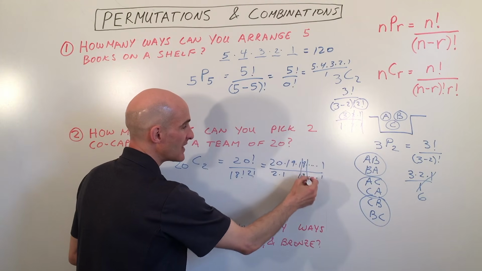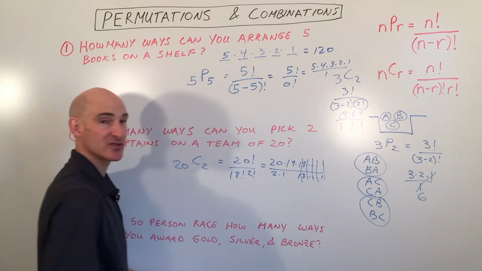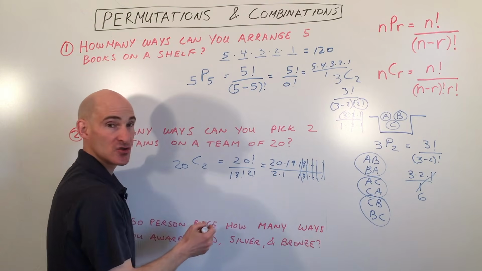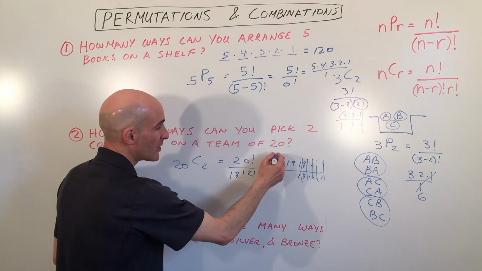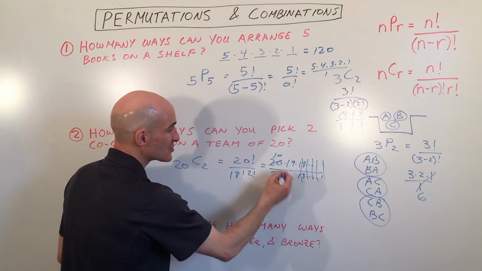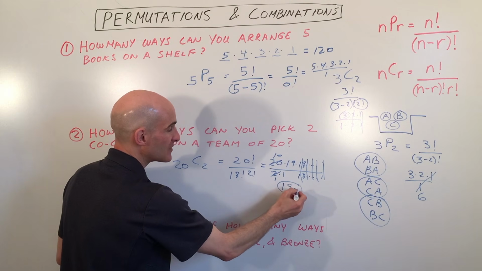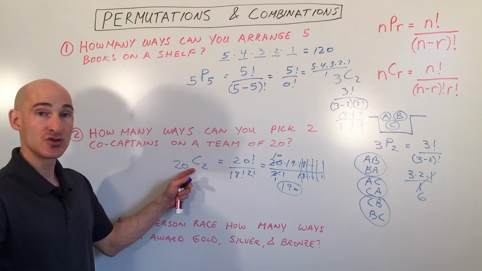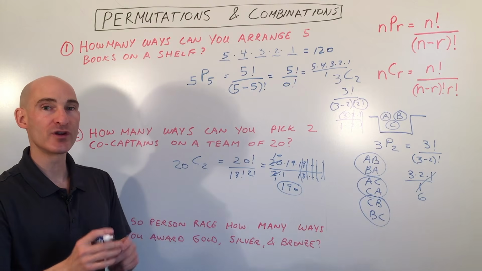So you can see here that 18, 17, 16, all the way down to 1, those cancel out. 2 factorial is 2 times 1, but that goes into 20 10 times. So you can see there's 10 times 9, 190 different ways to pick 2 co-captains, and the order doesn't matter.